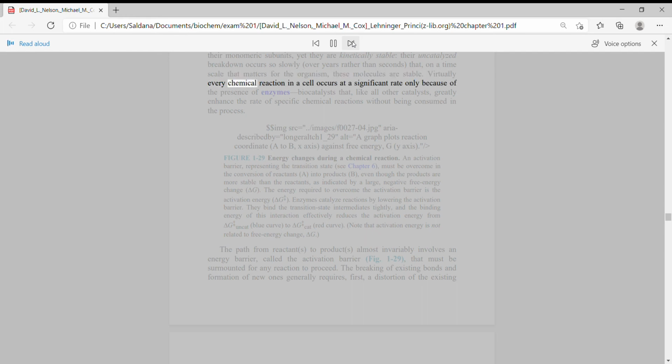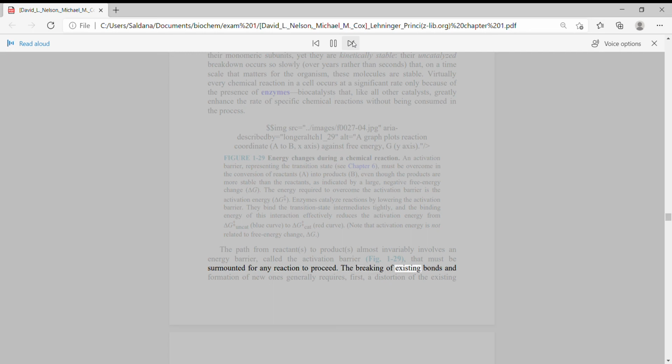Virtually every chemical reaction in a cell occurs at a significant rate only because of the presence of enzymes, biocatalysts that, like all other catalysts, greatly enhance the rate of specific chemical reactions without being consumed in the process. The path from reactants to products almost invariably involves an energy barrier, called the activation barrier, Figure 1-29, that must be surmounted for any reaction to proceed.